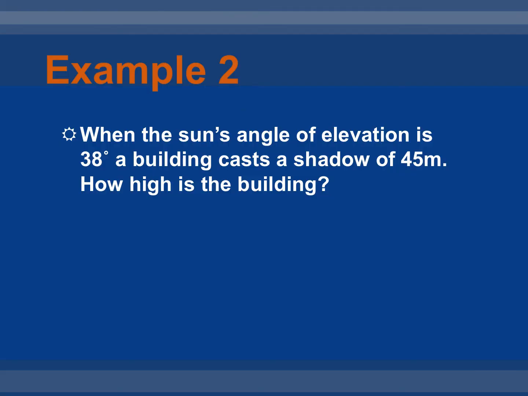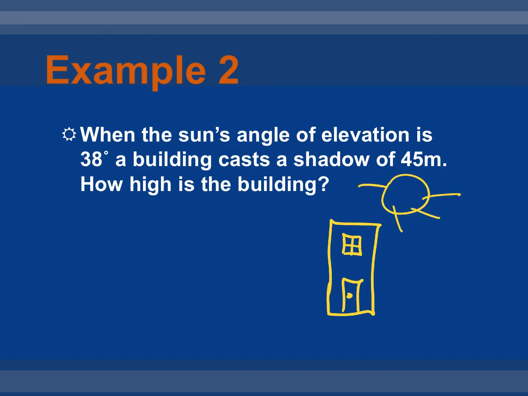So one more word problem here. It says, when the sun's angle of elevation is 38 degrees, a building casts a shadow of 45 meters. So again, let me draw my building here. Here's the sun up above. And the building's casting a shadow on the ground of 45 meters. It says it's creating an angle of elevation of 38.